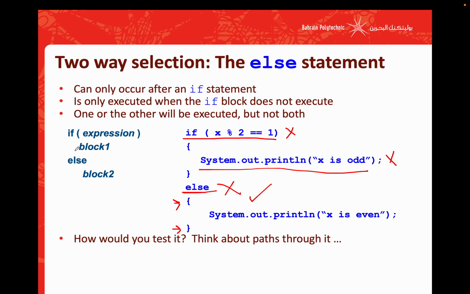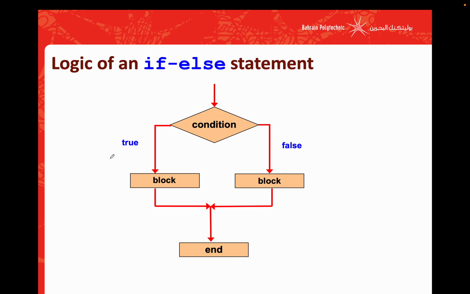So that's how it's written. You have the if, the condition, the block for if, and then you have else and the block for else. If this is true, this works. If this is false, this is skipped, and then this one will work. And this is the representation of two-way selection. You have a condition, you have a branch for true, you have a branch for false, and you have a block for each of them. So if the condition is true, this block works and this is skipped.